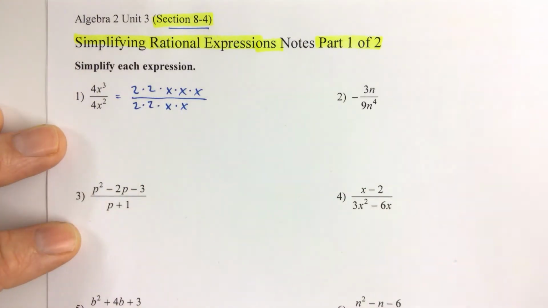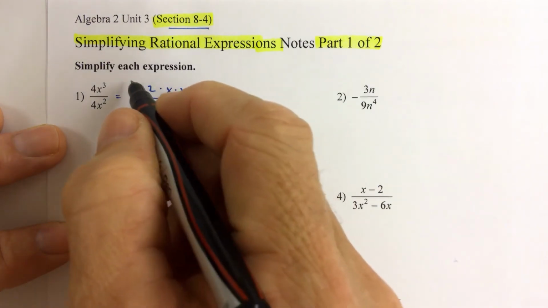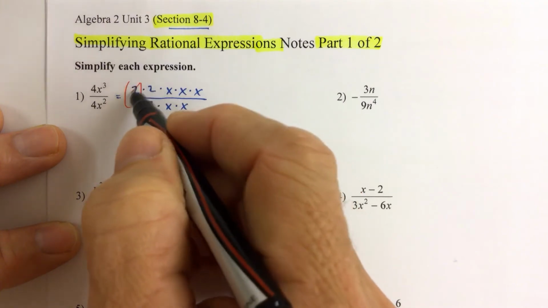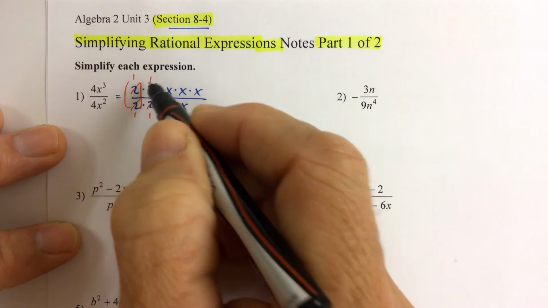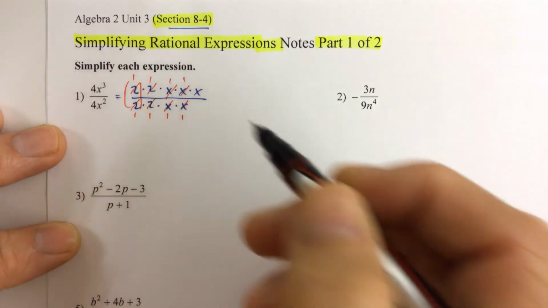So anytime you have one factor in the numerator that's the same as the one in the denominator, we could think about this as 2 divided by 2. Well, 2 divided by 2 is just 1. Another 2 divided by 2, that's also 1. X divided by x, that's 1. X divided by x, that's also 1.